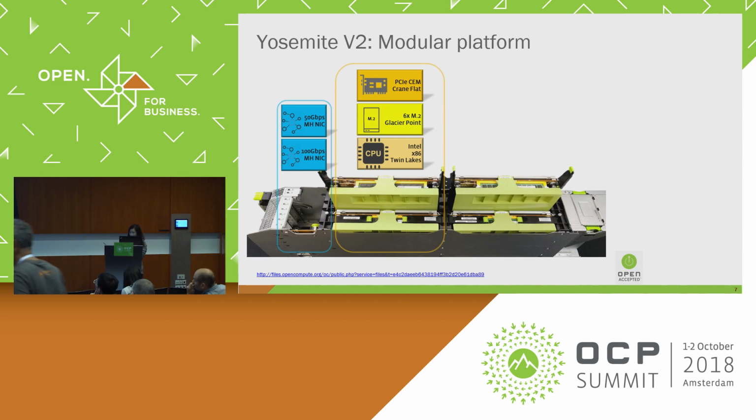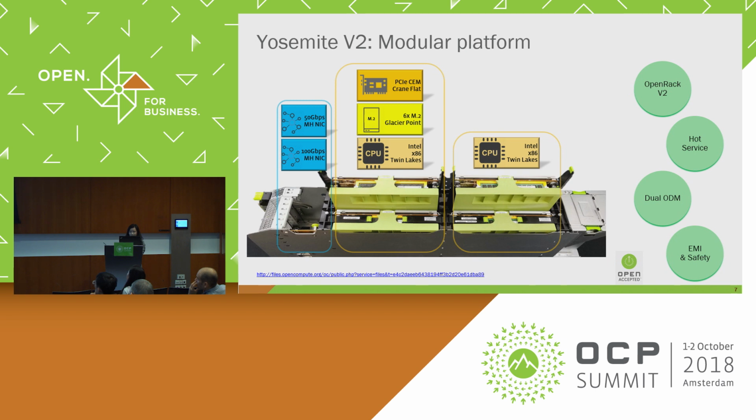And then we have 4 slots, and these 2 slots we call slot 1 and 3. For 1 and 3, we can put different kinds of modules. Here we can put CPU modules, and also the M.2 carrier card and the PCIe CAM card. I'm going to talk a little bit more about these 3 different modules. And then for slot 2 and 4, we can put our Twin Lake module, which is the CPU-based Twin Lake. So Yosemite V2 is OpenRack V2 compatible, and it can support hot service. I'm going to spend a little more time talking about hot service, which is the major difference from our Yosemite V1.